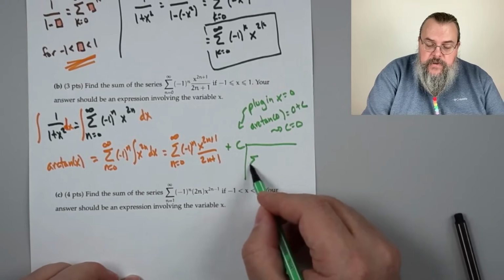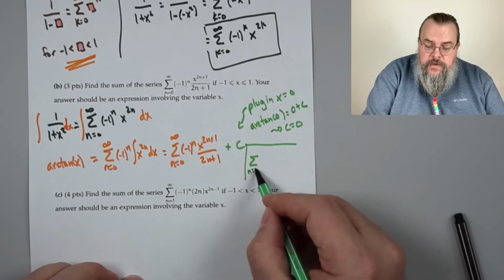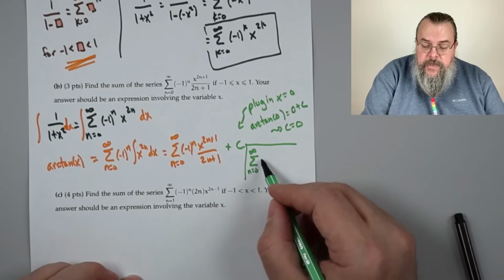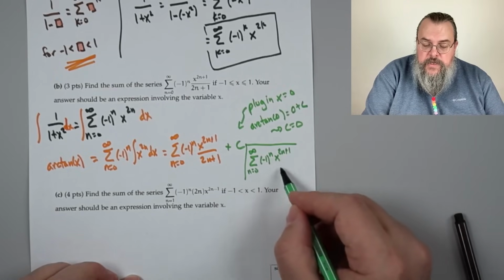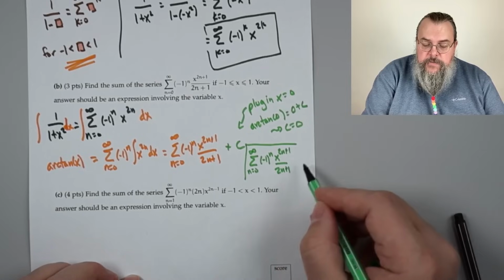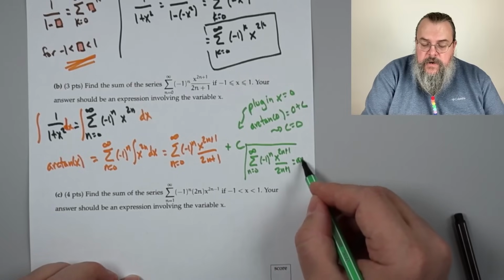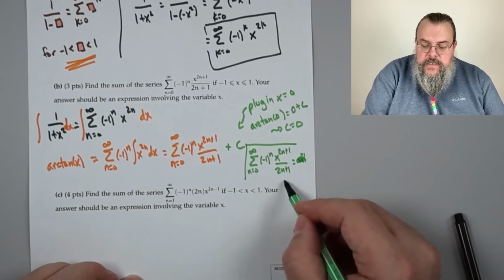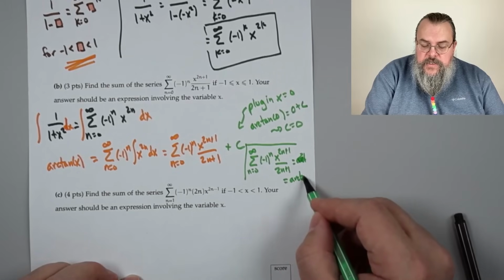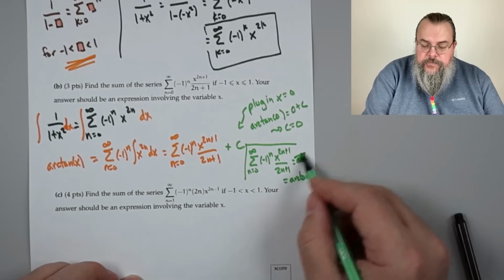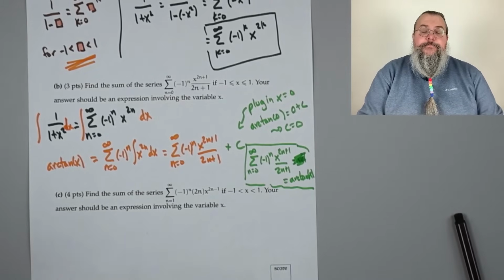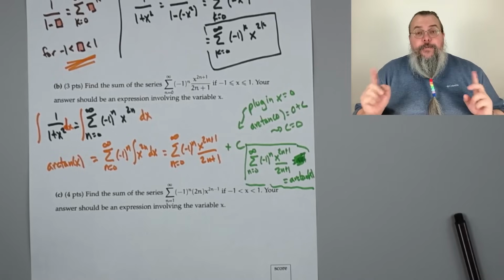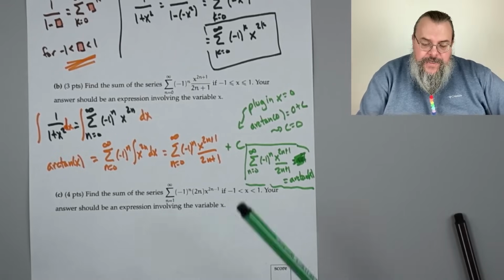So finally, we get that the sum n equals 0 to infinity, negative 1 to the n, x to 2n plus 1 over 2n plus 1 is equal to arctangent of x. All right, there we go. Cool. You have some other questions perhaps.